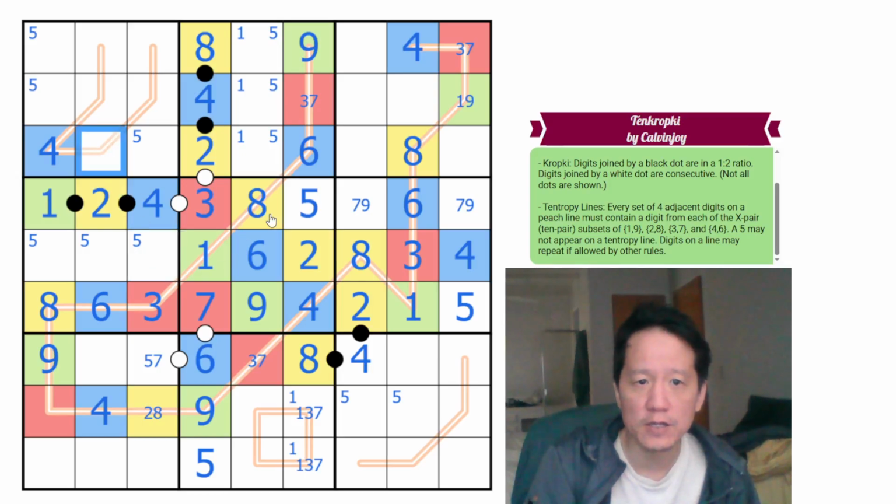This can't be yellow. So yellow has to be one of these 2 cells. So one of these two is yellow, which means one of these two is yellow.